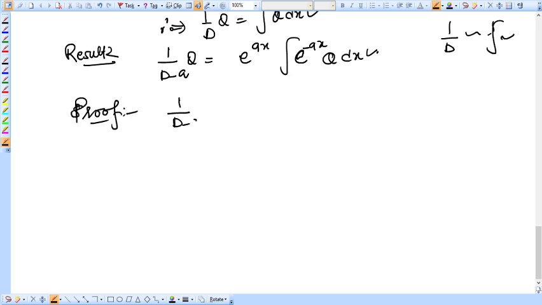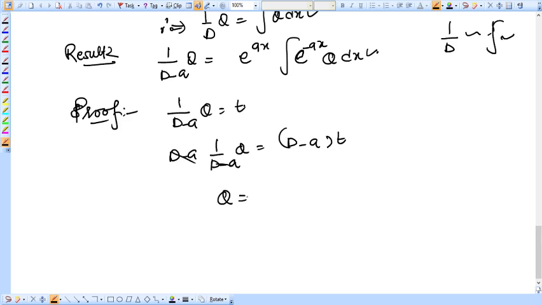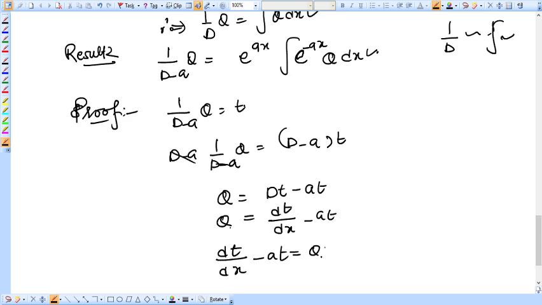1 by D minus a, Q is equal to T. Now operating both sides with D minus a, Q is equal to (D minus a) T. Now this would get cancelled because they are inverse operators of each other. So Q is equal to DT minus aT, since DT can be written as dT/dx. So dT/dx minus aT is equal to Q. It is nothing but a linear equation.